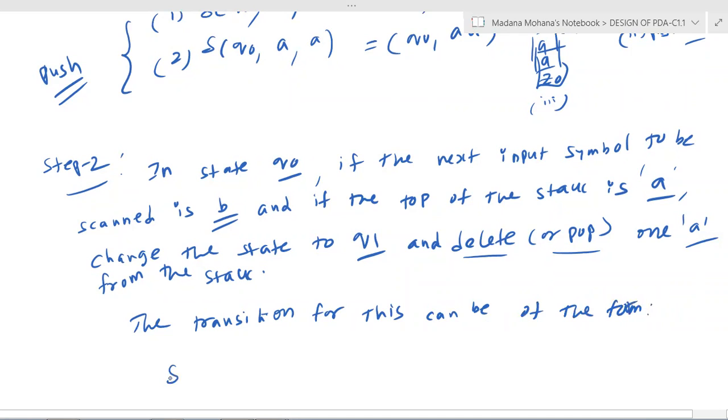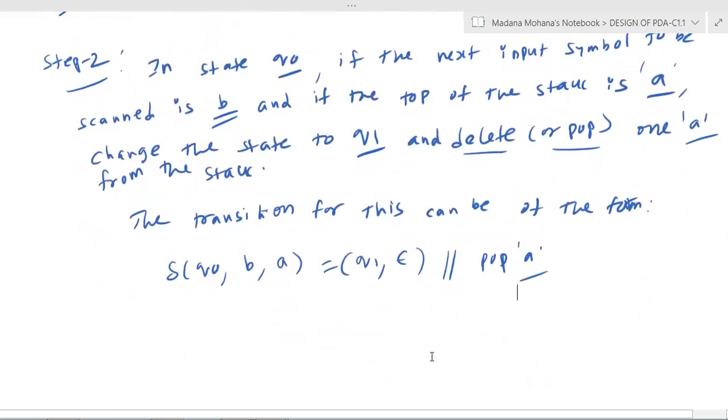So now you are at the same Q0 state. Your input is B. Then there exists a corresponding A on top of the stack. Then we change the state Q0 to Q1. Now 1A from the top of the stack is erased or deleted, which can be done using epsilon. So here what you have done is pop A from the top of the stack. So this is the third transition we have.